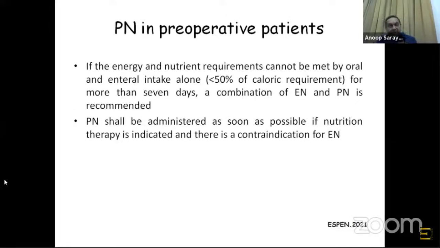So in the perioperative patient, if the energy and nutrient requirement cannot be met by oral and enteral intake alone for more than 7 days, a combination of enteral and parenteral nutrition is recommended, and parenteral nutrition should be administered as soon as possible if nutrition therapy is indicated and there is no contraindication for enteral nutrition.